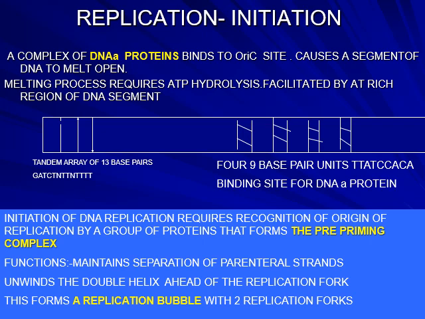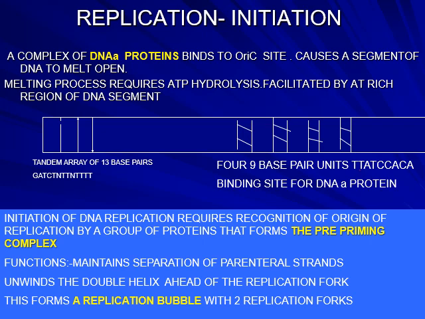One is a tandem array of 13 base pairs, which contains a lot of T. This sequence is conserved in different species of prokaryotes. So this conserved sequence of 13 base pairs constitutes GATCTNTTNTTTT. Also, another conserved sequence is 4 9 base pair units, again comprising T and A predominantly, that is TTATCCACA.